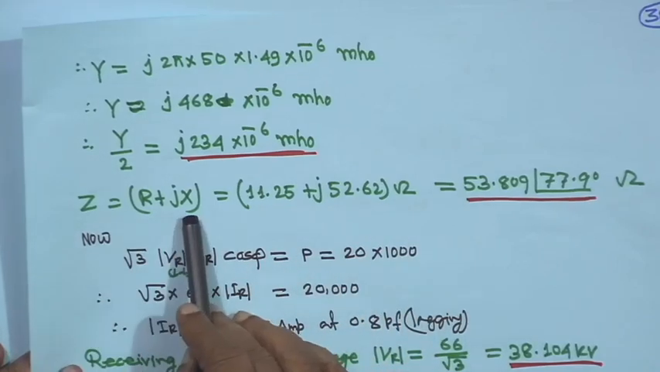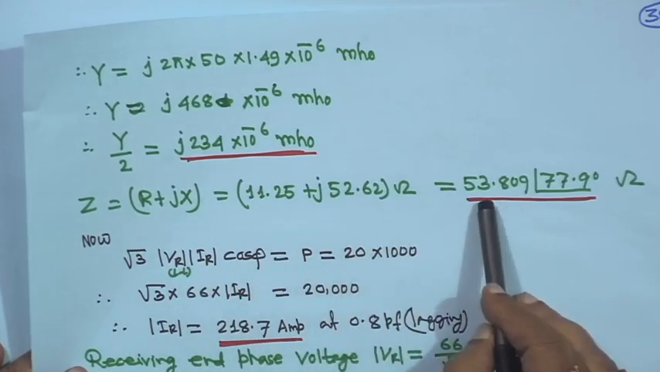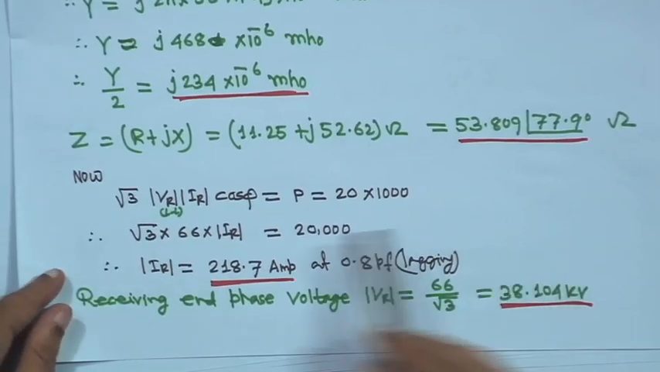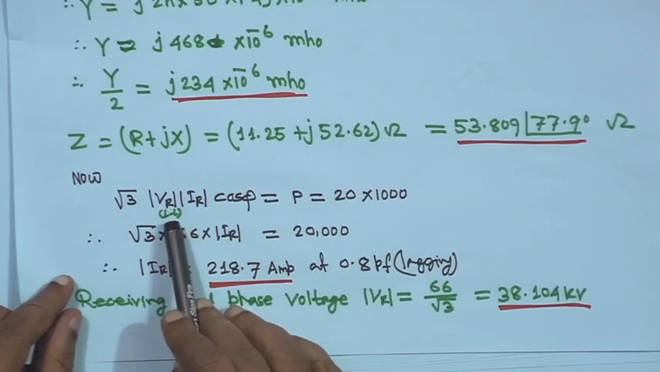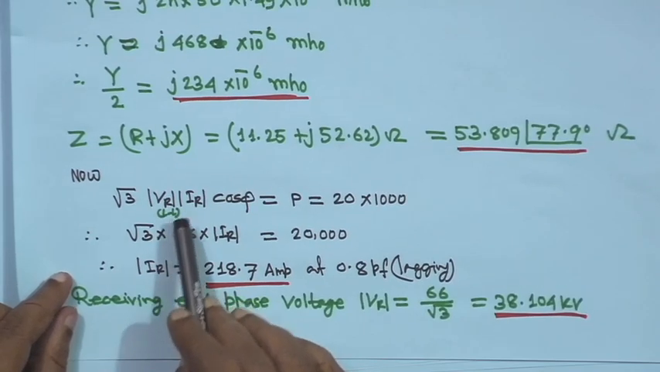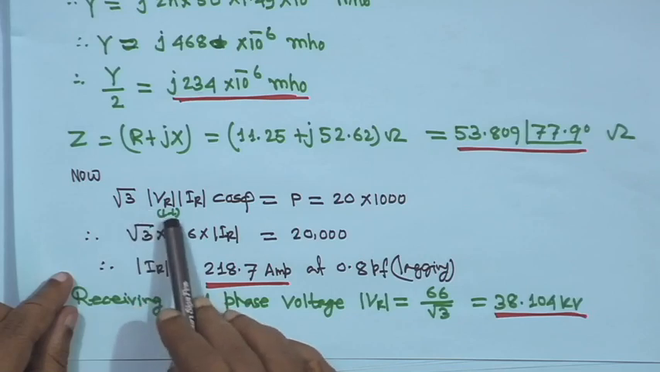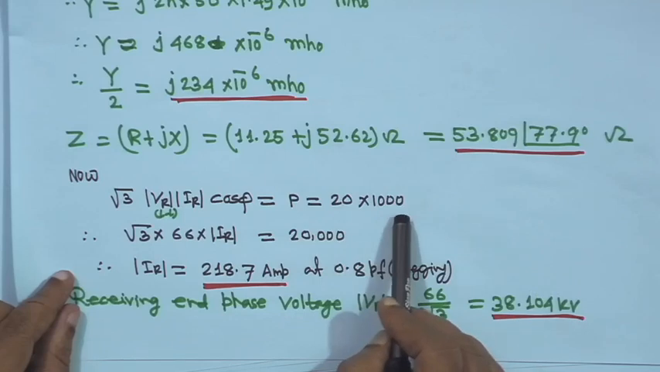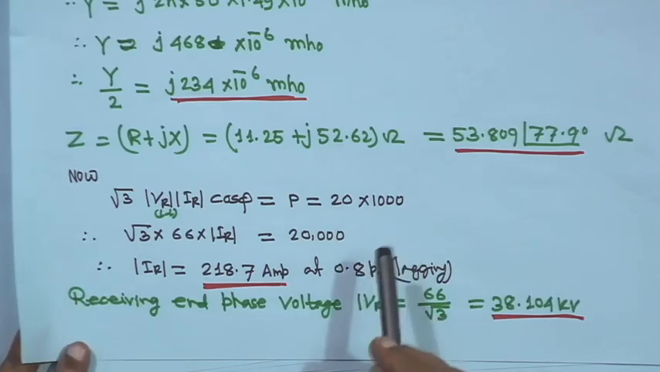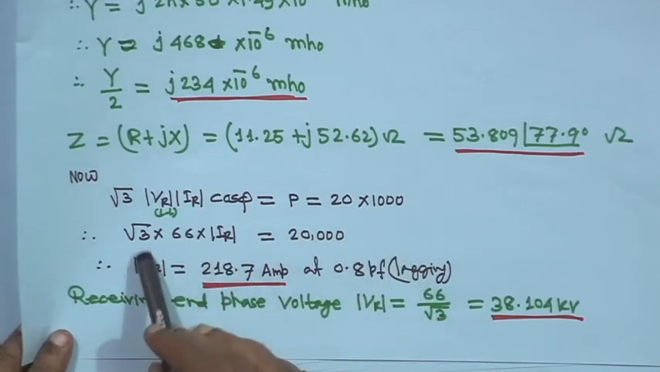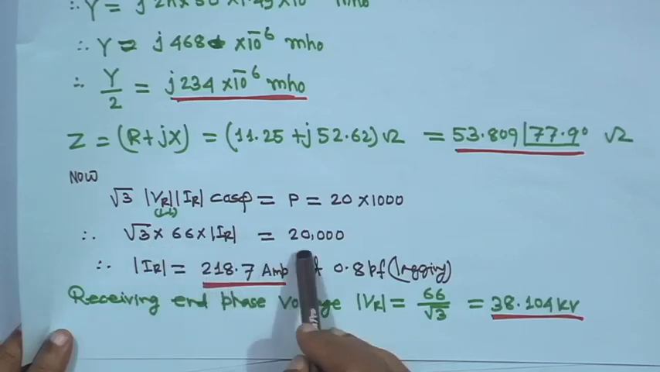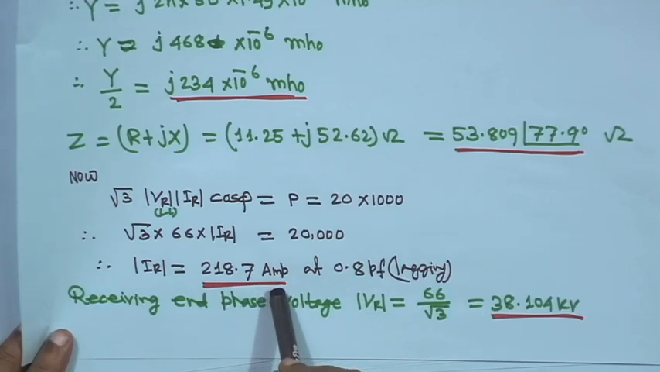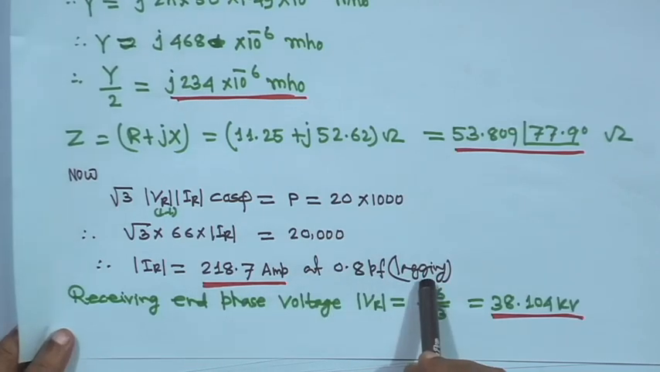Now, z is equal to r plus jx, r is this much, this is x. So, 53.809 angle 77.9 degree ohm. Now, root 3 Vr, this is line to line, I have marked it by green, I missed it earlier. Root 3 Vr IR cos phi is equal to P, which is 20 into 1000. So, root 3 into 66 into IR magnitude is equal to 20,000, from which we get IR is equal to 218.7 ampere at 0.8 power factor lagging.